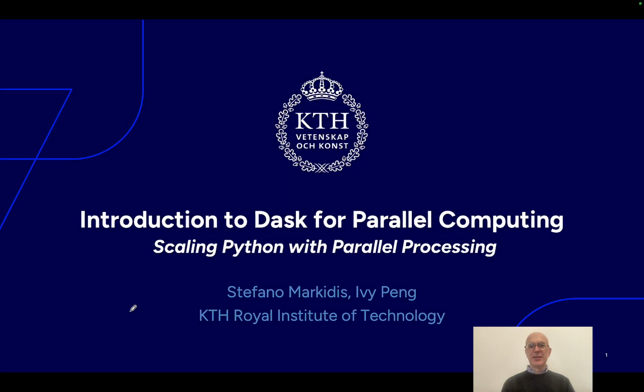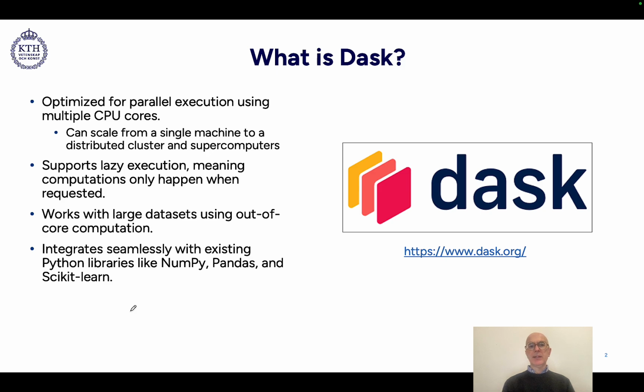Hi, welcome back. In this lecture, I want to give an introduction to the Dask framework that is widely used for parallel computing. So what is Dask? Well, Dask is a framework which is optimized for parallel execution using multiple CPU cores, but also on distributed systems such as supercomputers. You can scale from a single machine with a multi-core CPU to a distributed cluster and supercomputer. So that's why it is also widely used in the area of HPC and supercomputing when using Python.